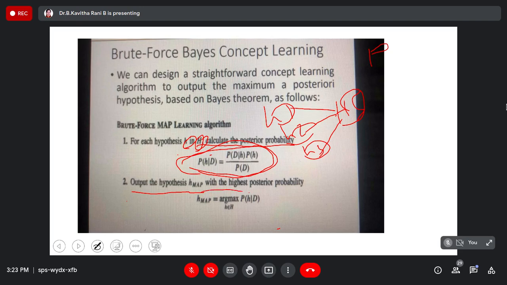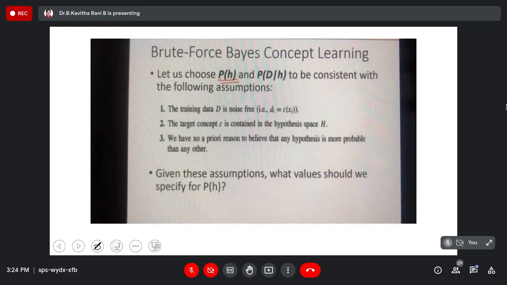So with the highest posterior probability we will be using this particular formula to get the best hypothesis. Okay, now let us suppose P of H and P of D given H to be consistent with the following assumptions. And now you observe some new examples. What is the probability that those particular examples are true with the statement you have made?